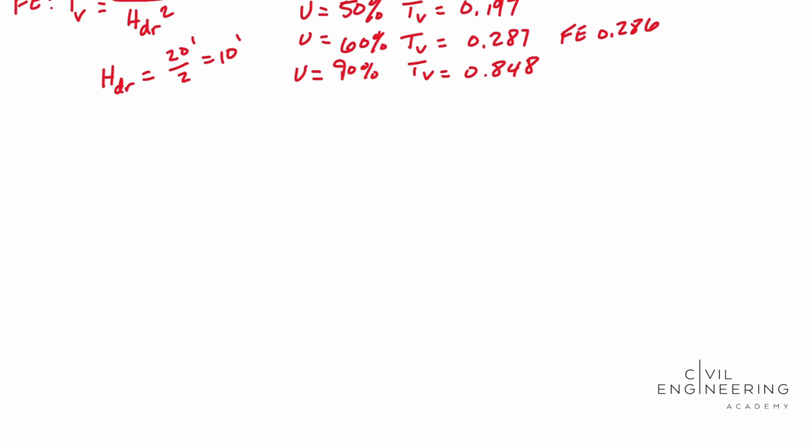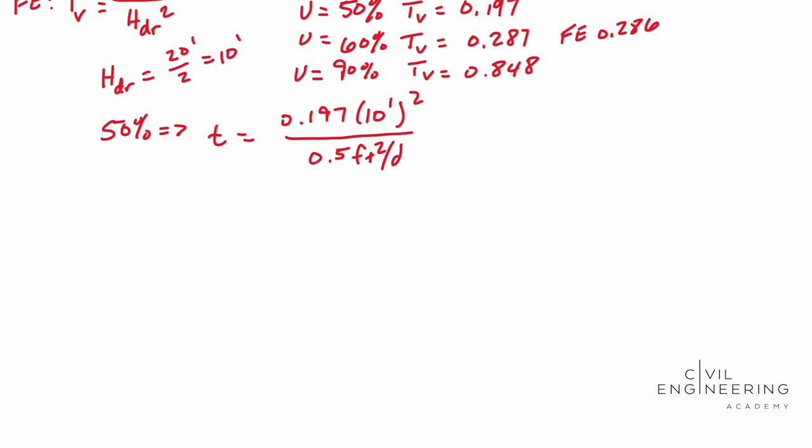Whenever we are solving this for 50%, our t is equal to 0.197 times your 10 feet, that's going to be squared, and we're going to put that over 0.5 square feet per day. Notice that we've got feet and days, so we know that our answer is going to be in days. This is a good sanity check, that's why you write down your units. If you pause this and go ahead and solve it, you're going to be looking at 39.4 days.